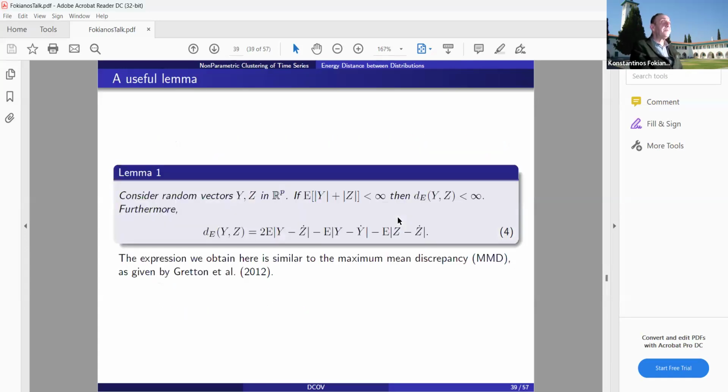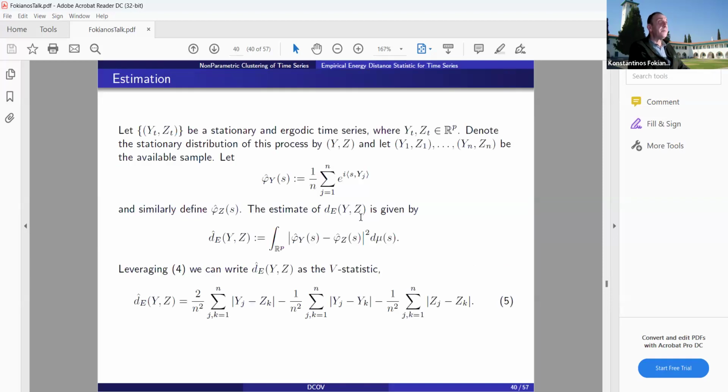So let's see, what is the energy distance? How can we express it? Actually, if the first moment exists, then this is finite. And this can be written like this, where z dot means a copy of z and y dot means a copy of y. So this is like centering in some sense, these distances. And this expression is similar, and there are connections between the maximum mean discrepancy and the distance covariance. There are papers by Gretton and Sejdinovic.